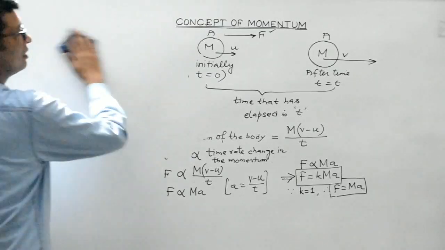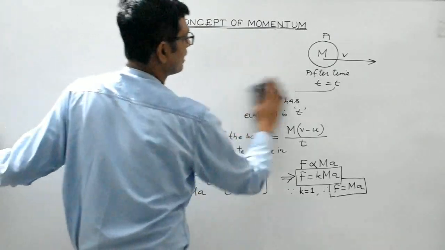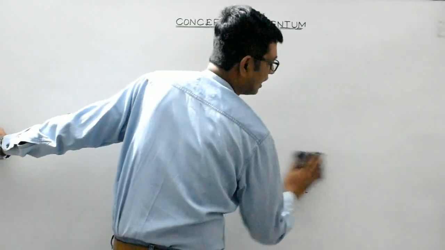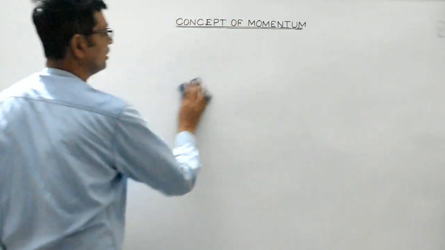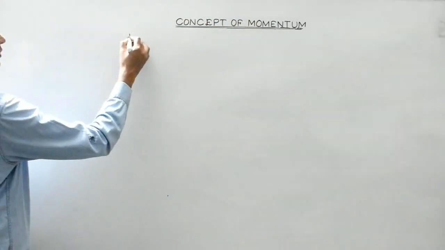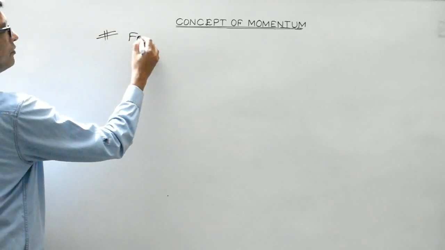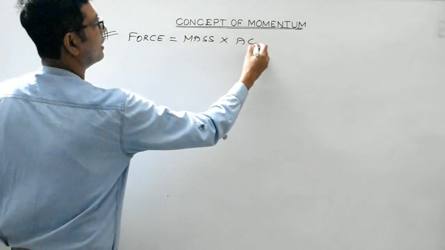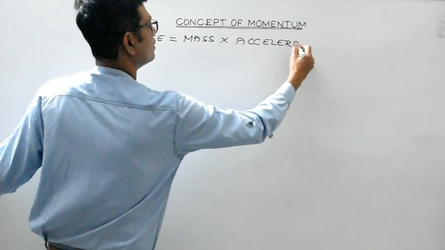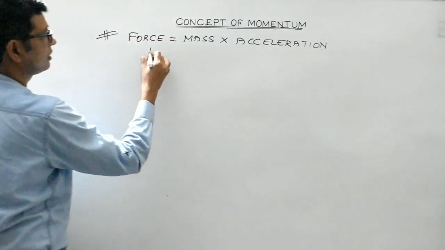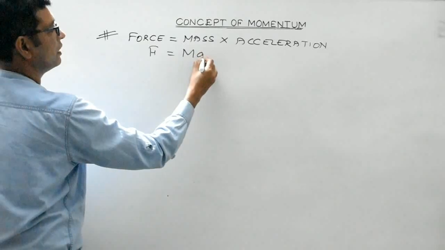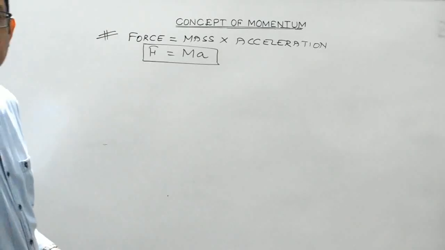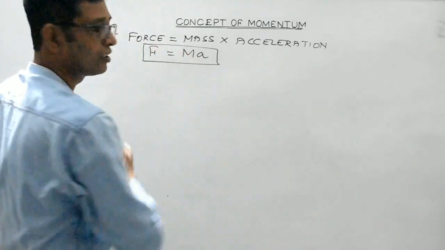So mathematically, the external unbalanced force which is acting on a body is given by the product of mass of the body and the acceleration which is produced in the body. So this is a very, very important formula. Force is equal to mass of the body multiplied by acceleration, that is, F is equal to ma. Right? So again, let's come to this particular thing.